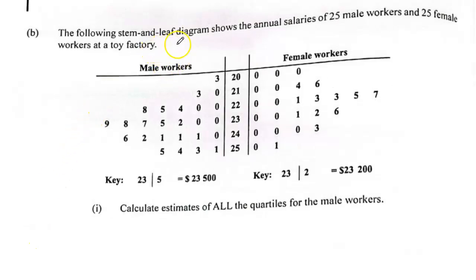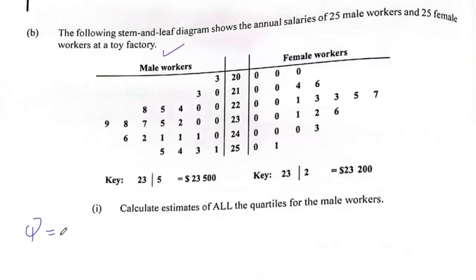The following stem and leaf diagram shows annual salaries of 25 male workers and 25 female workers at a toy factory. And we have the data here, and we're given the key. So 23/5 represents 23,500. Alright, calculate estimates of all the quartiles for the male workers. So we're analyzing the left side of the table, and in terms of the quartiles, we want Q1, Q2, Q3.